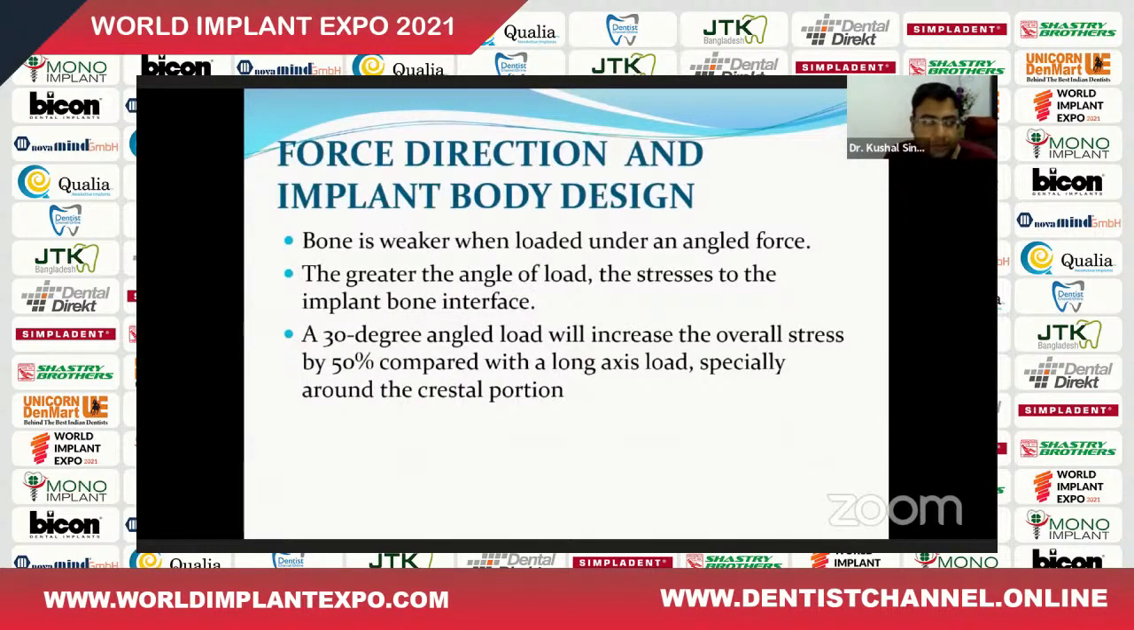Now another topic we'll discuss is force direction and the implant body design. When the bone is weaker and is loaded with an angled force, the greater the angle of the load, the larger the stress to the implant-bone interface. A 30-degree angle load will increase overall stress by 50% compared to a long axis load, especially around the crestal portion.